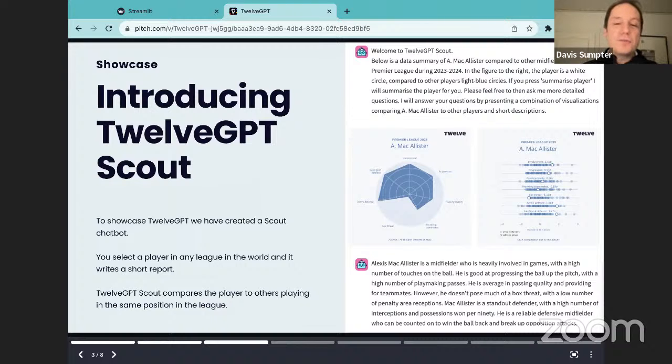And so this one just allows you to write a short scouting report based on various variables which describe the ability of a player, and then it compares them relative to other players in the league. So it always compares them to other players in the league.